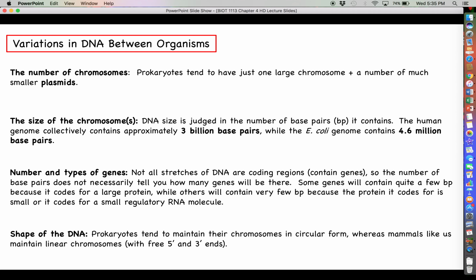And then finally, the shape of the DNA. Prokaryotes tend to maintain their chromosomes as a big circle. So basically, there is no 5' or 3' end. Those two ends are ligated together, so you basically have a big circle of DNA. Whereas mammals, like us humans, maintain our chromosomes in linear fashion, meaning we do have free 5' and 3' ends. They are basically very big, very long, continuous strands of DNA that are maintained as linear pieces of DNA. They are not circular in that regard.